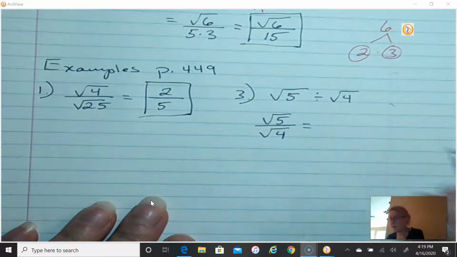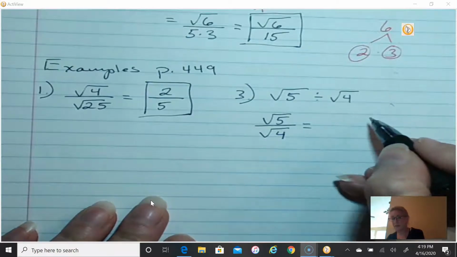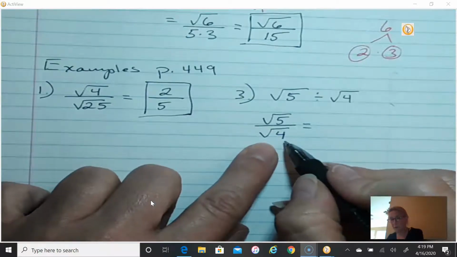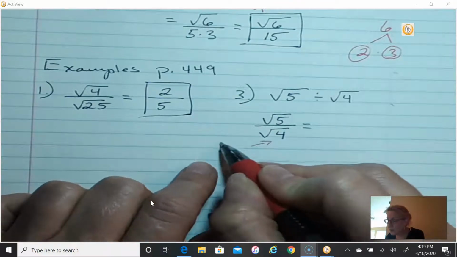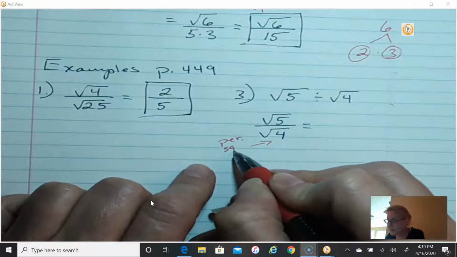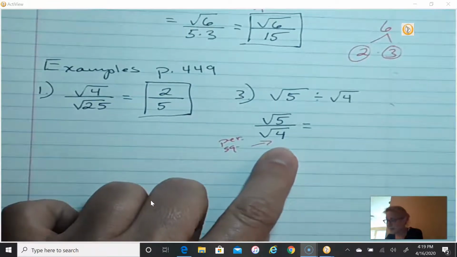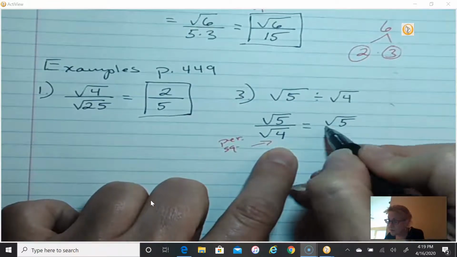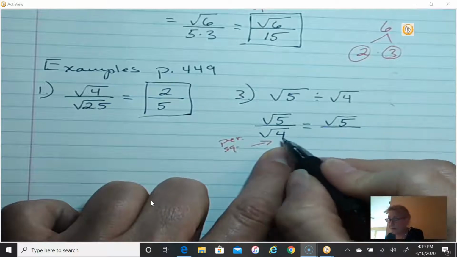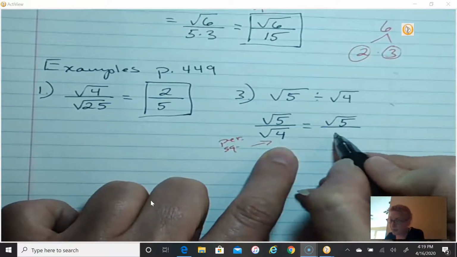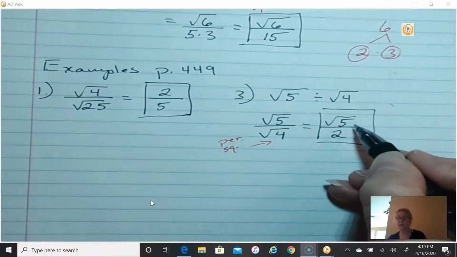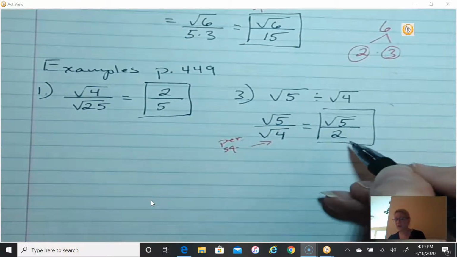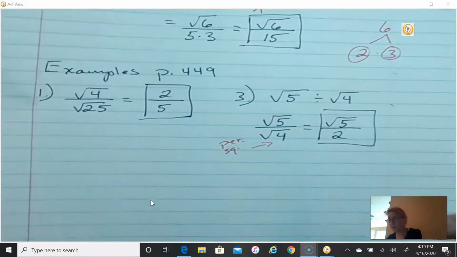Oh, look, I don't even have to put it as a big old thing because, oh, look, there's a perfect square. Always look for those perfect squares. Those are so nice. So then that would just stay square root of 5, and the square root of 4 is 2. You're done. Because you can't simplify a prime number. And there's no radical sign in the denominator. So you're done. No more simplifying.